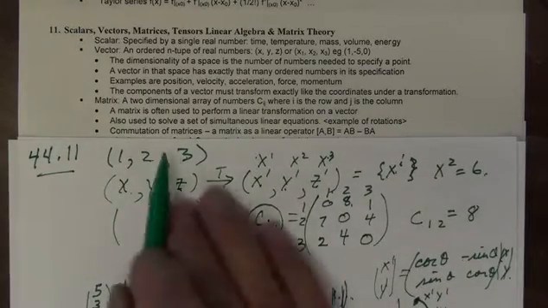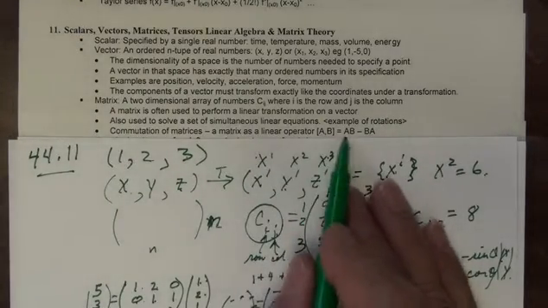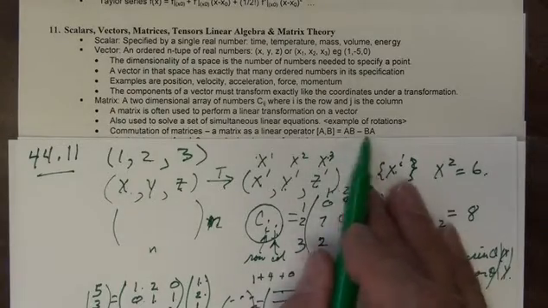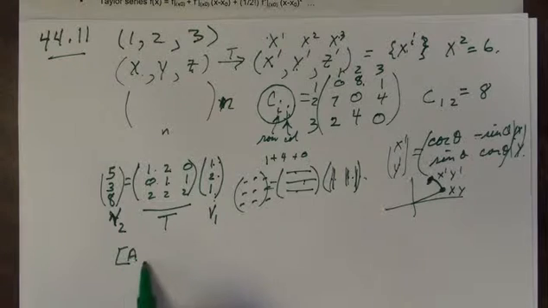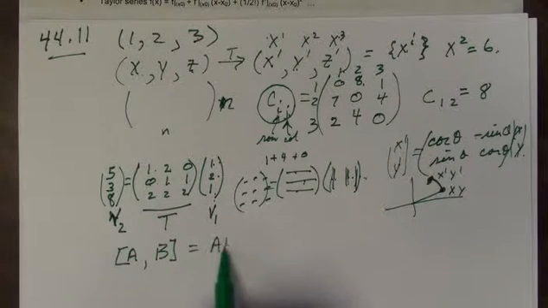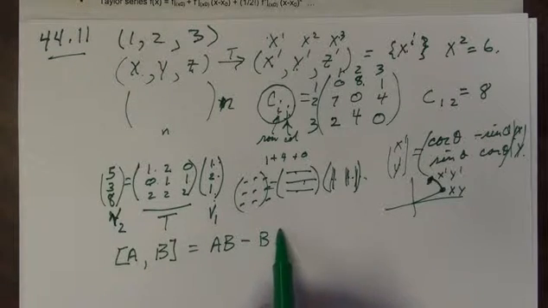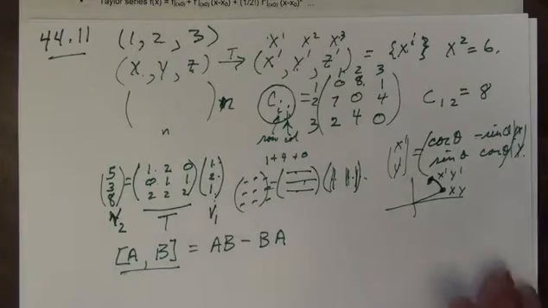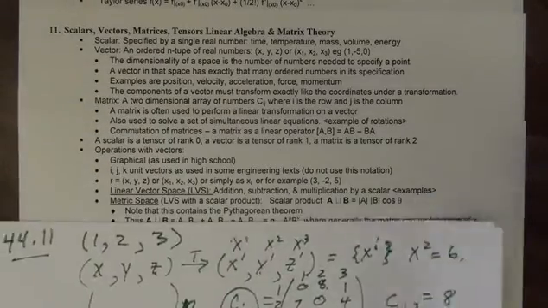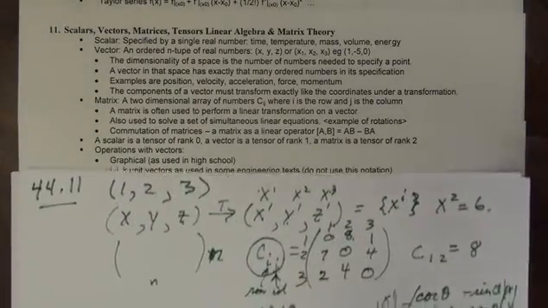Sometimes matrices can commute with one another. A times B is the same as B times A, but sometimes they're different. So this is an important operation: matrix A times matrix B minus matrix B times matrix A. And if they're different, this is called a commutator. It's a special type of product, and it's used frequently with matrices.